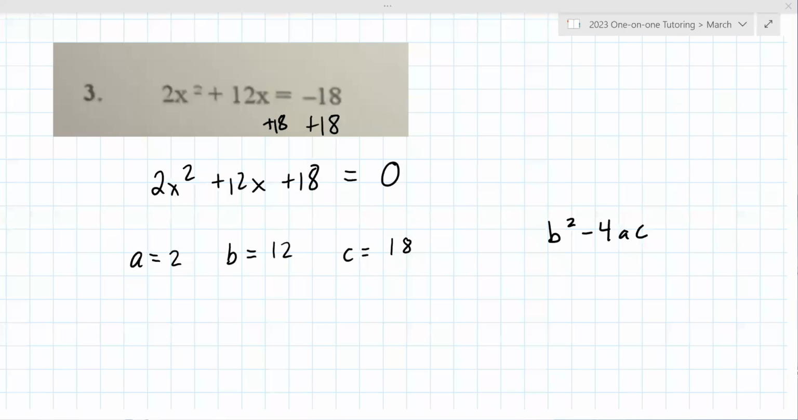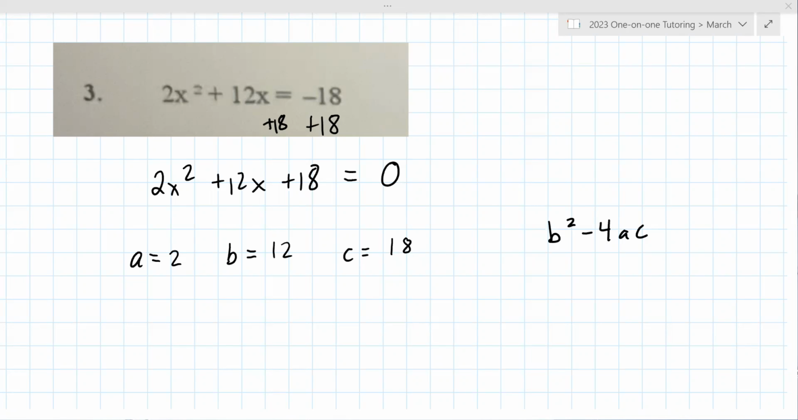144 minus 144, so it'd be 0. Yes. Okay. Now, does that surprise you? Yeah, it cancels out.